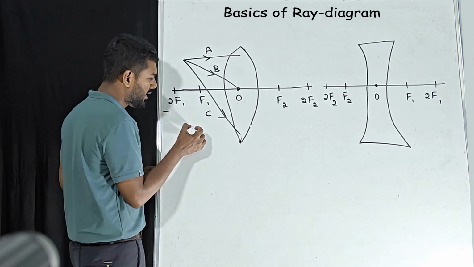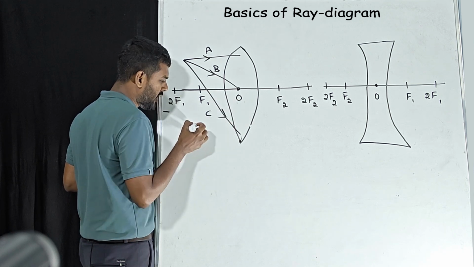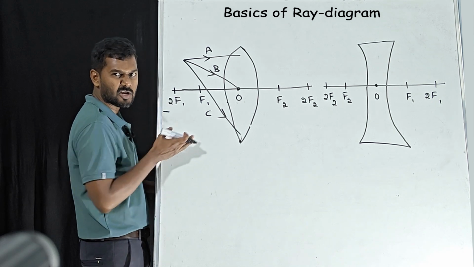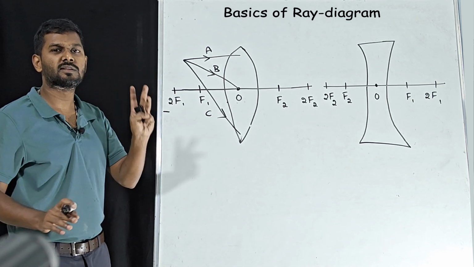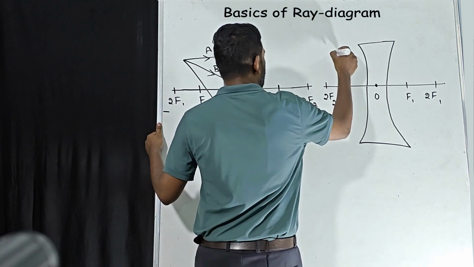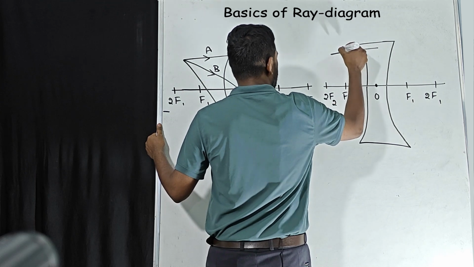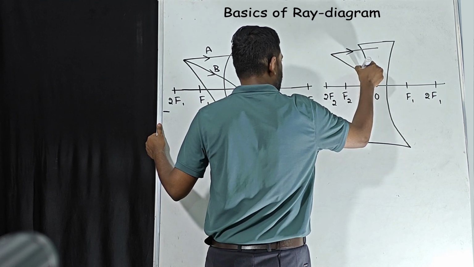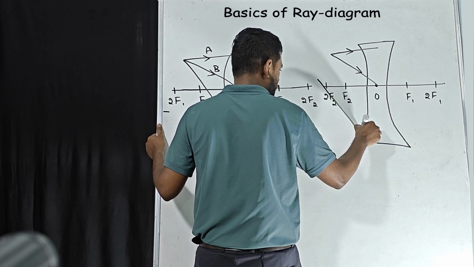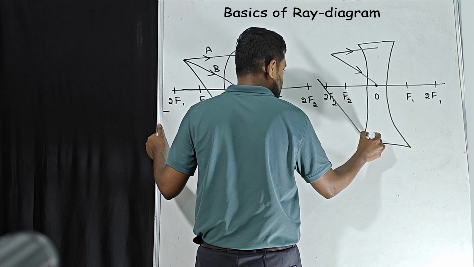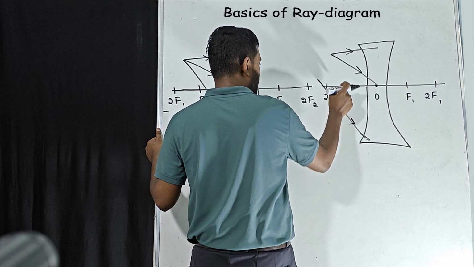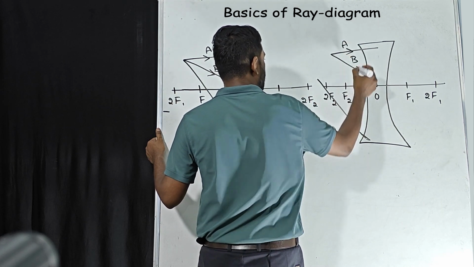If a ray comes here in this direction and hits here, compare that to the principal axis, it is not parallel. These are the three possible rays we can get for both concave and convex lens. For concave also, one parallel, one passing through the optic center, and it can come like this also. This ray is considered as not parallel to the principal axis. We'll name them A, B, C.